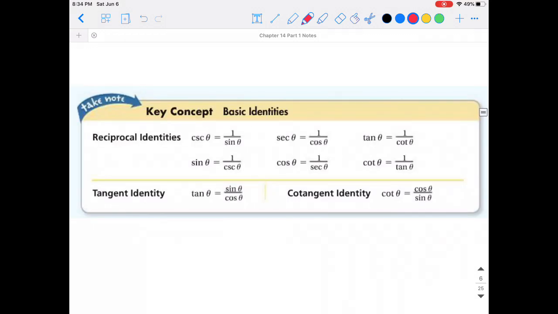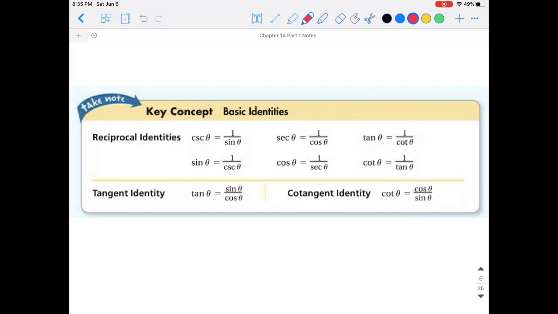So looking at our basic identities, we know the reciprocal identities. We have cosecant is equal to 1 over sine of theta, sine is equal to 1 over cosecant of theta, secant is equal to 1 over cosine of theta, cosine is equal to 1 over secant of theta, tangent is equal to 1 over cotangent of theta, and cotangent is equal to 1 over tangent of theta. Those are all of our reciprocal identities. They're going to be very important when we start to try to verify identities.